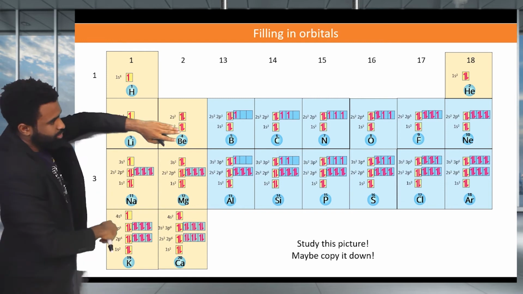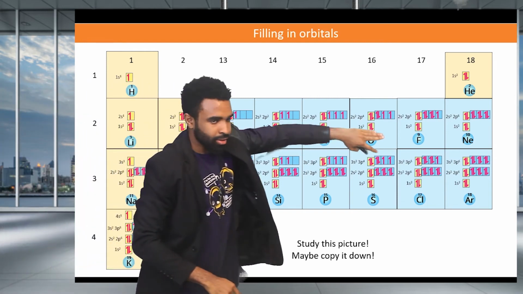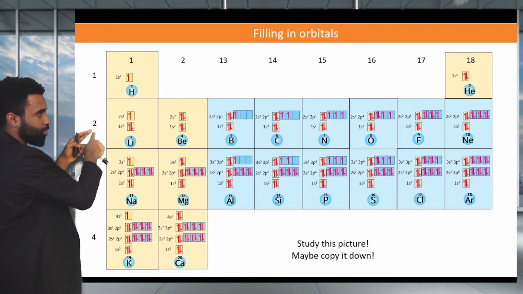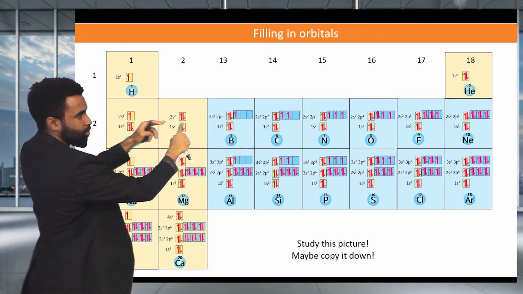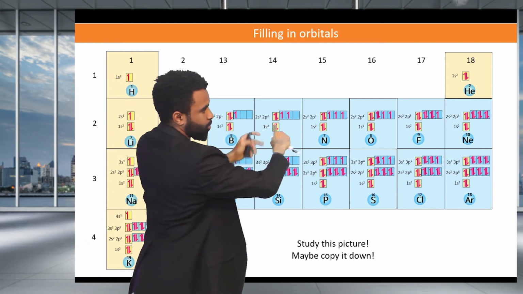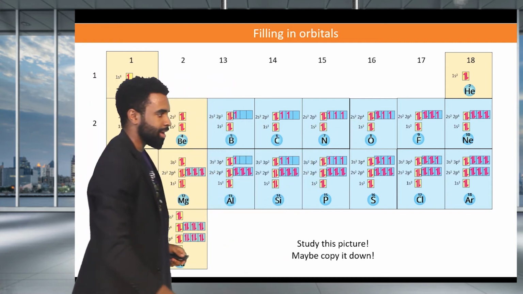Then here, the 1s2 is filled throughout. So we're only filling in the 2 level. Why? Because we're in period 2. So 2s1, 2s2. Then we move to the P block, 2s2, 2p1, 2s2, 2p2, p3, p4, p5, and so on.